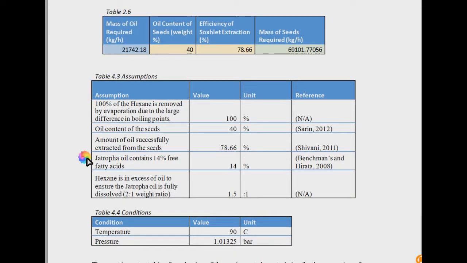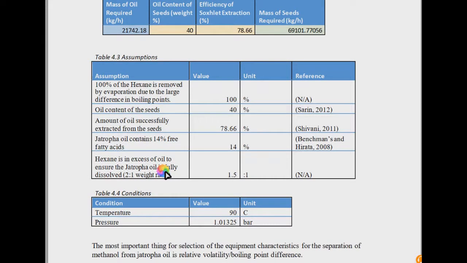So here the hexane to oil ratio is taken from the experiment of the equilibrium data, as discussed in the absorption column video: an equilibrium amount of solvent is always required to absorb a certain amount of solute. That shows the maximum capacity to handle it. In this case, we have selected a 1.5 ratio to ensure that the Jatropha oil of the required quantity is fully dissolved. Now the conditions: the temperature is 90 degrees centigrade and the pressure is 1 bar.